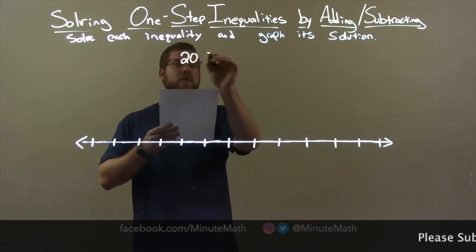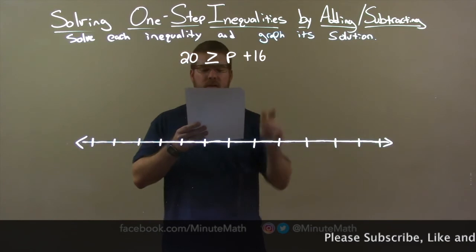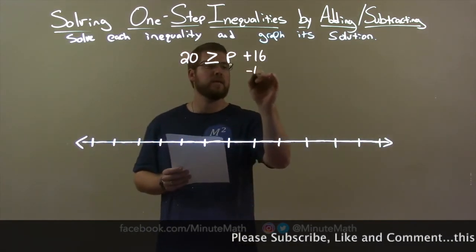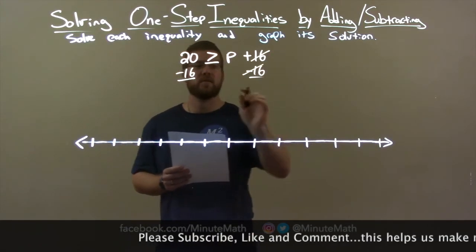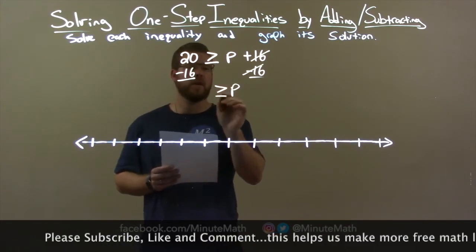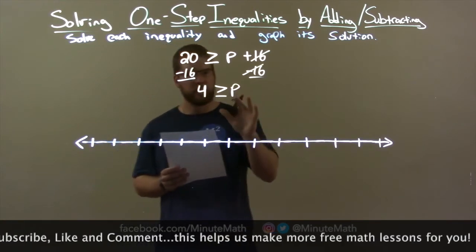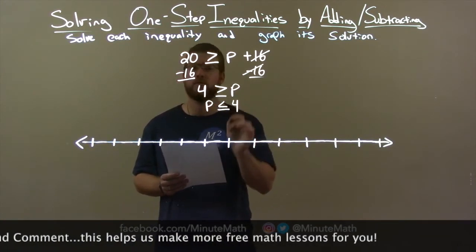20 is greater than or equal to p plus 16. I want to get p by itself. First step in doing that is subtracting 16 to both sides. 16's cancel, and now p is by itself on the right, and we have a greater than or equal to sign, and 20 minus 16 is 4. I like to flip this around. I have p be written first, so p is now less than or equal to 4.